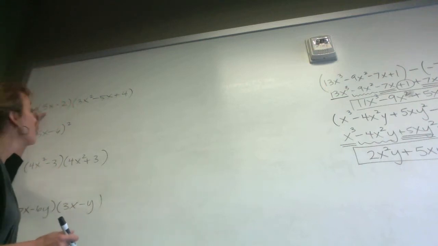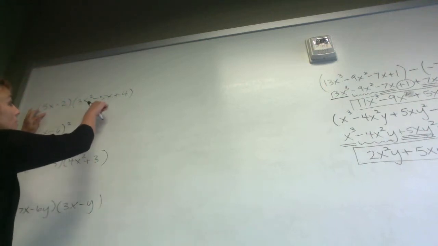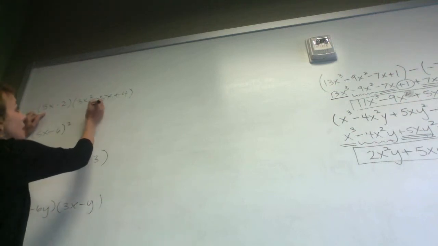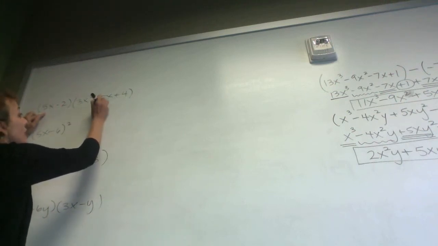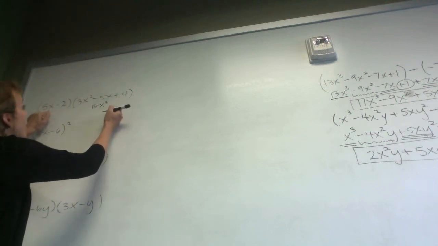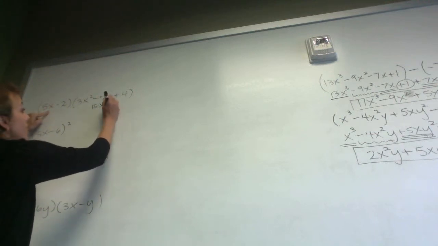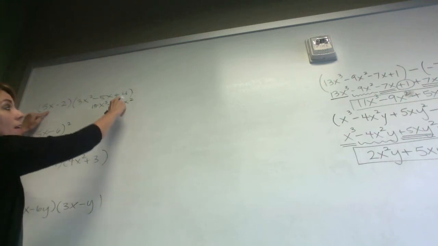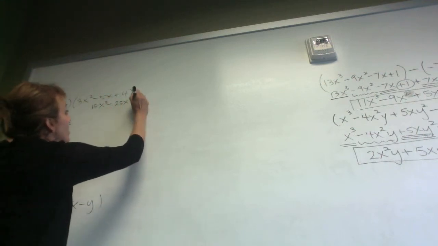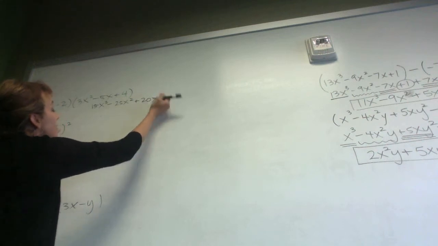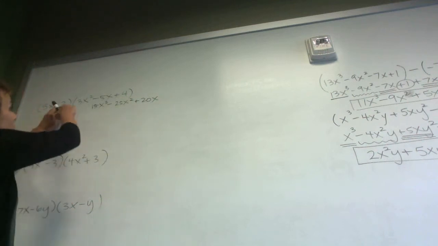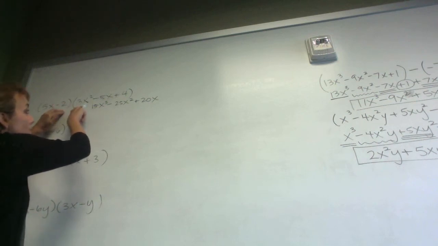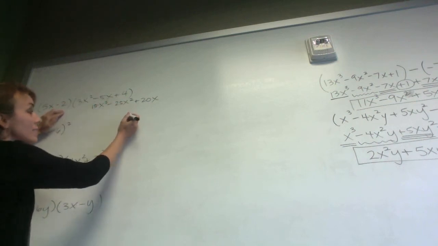Let's take this one, 5x, and multiply it by each of these things. So 5x times 3x squared gives us 15x cubed. 5x times negative 5x gives us negative 25x squared. And 5x times 4 gives us 20x. This negative 2, if I multiply it all the way across, I've got negative 2 times 3x squared. That gives me negative 6x squared.